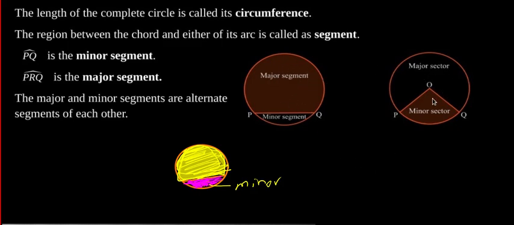Next we will come to the sector. A sector is the region in between two radii and the corresponding arc. This region is called the sector. The region in between two radii and the minor arc is called a minor sector, and the region in between two radii and the major arc is called a major sector.